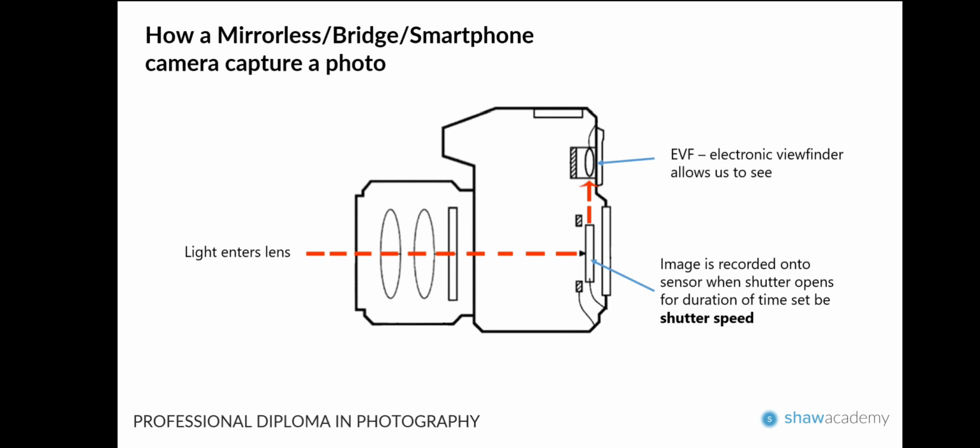And fundamentally, that's how it all works. So it's this combination of the aperture allowing a certain volume of light to pass through, and the shutter speed controlling how much time the light is recorded onto the camera's sensor. And fundamentally, that's how we get our photographs. Obviously, there's a lot more to it than just that.